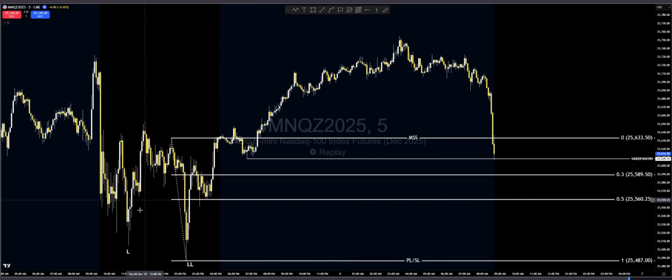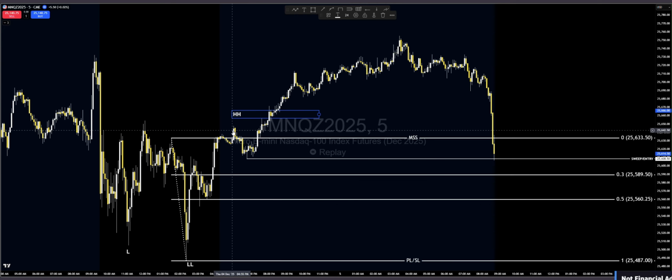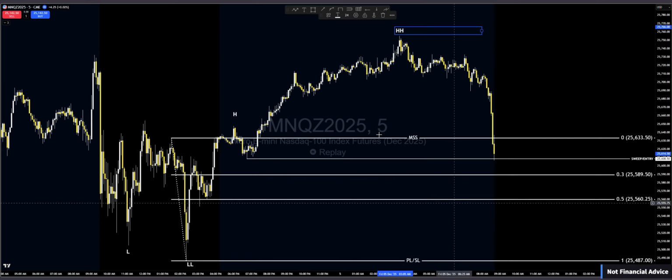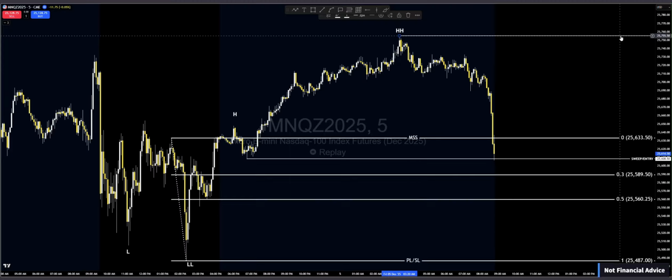So after I have identified my low, my lower low, we have to identify our high, which caused the market structure shift. Then we have to identify our higher high, which would be the high that's left before it pulls back. And then this is also going to be our take profit target.